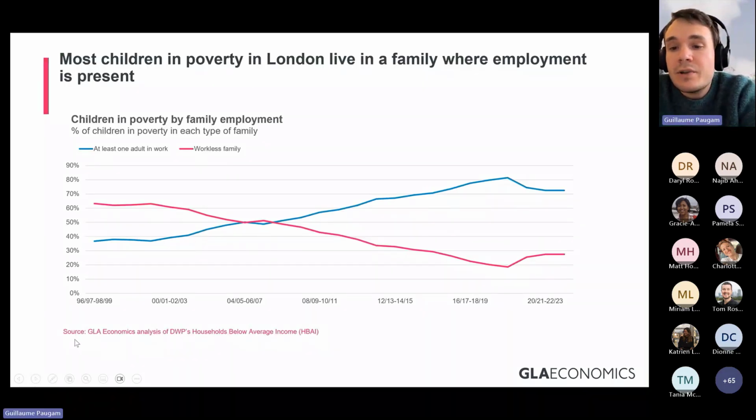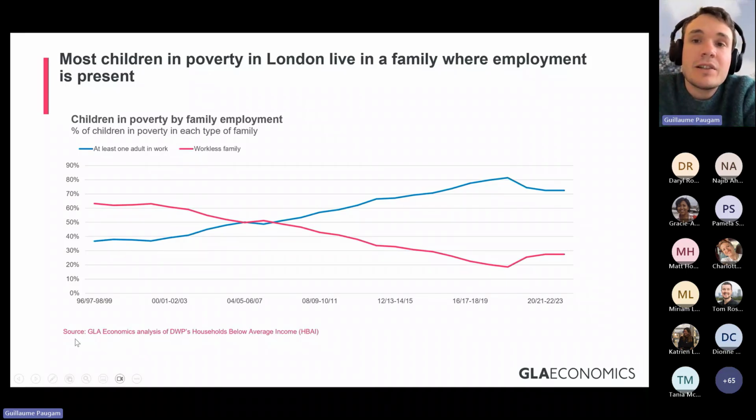A few just consequences very quickly of poverty and potential extensions of what we can do with this work. First of all, most children in poverty these days live in a family where at least one adult is in work. So child poverty is very much to be understood in the context of in-work poverty, and any strategy aiming to deal with child poverty today will necessarily have to be very different to the one that New Labour devised when they arrived, at a time when poverty was very much linked to household worklessness.